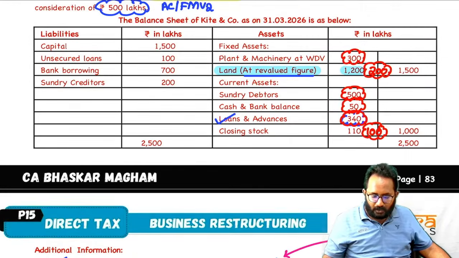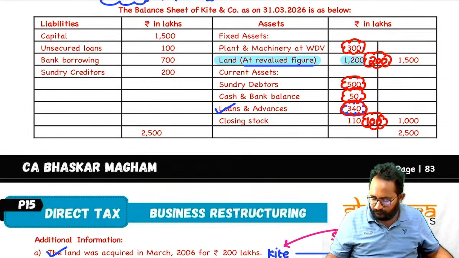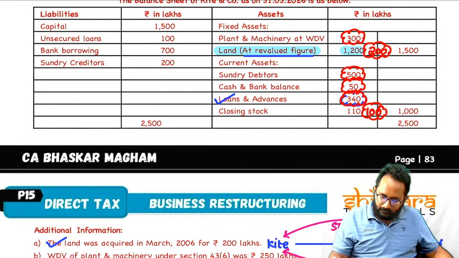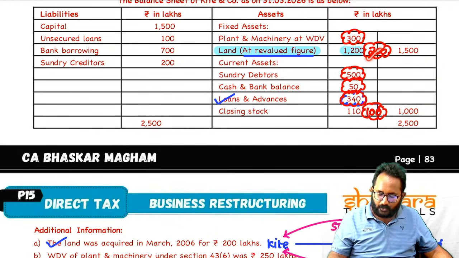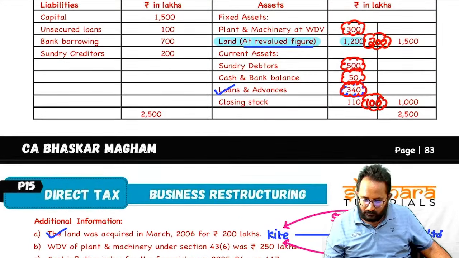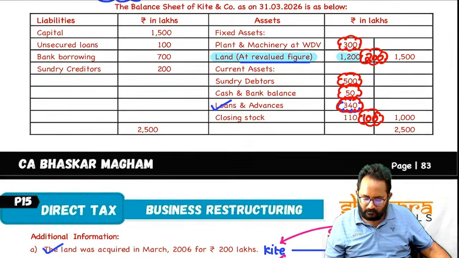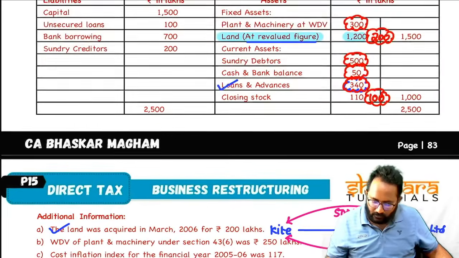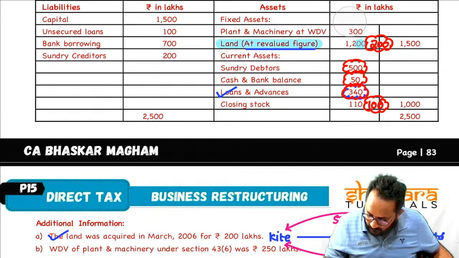Yes. Total value of total assets, how much, ma? Ma, book value: land without revaluation book value, sundry debtors, cash and bank, loans and advances. Sir, sorry, plant and machinery, okay, sorry. Ma, plant and machinery, this is WDV as per books.